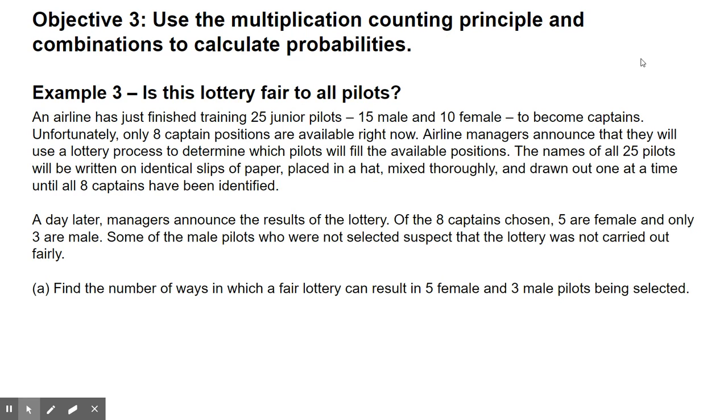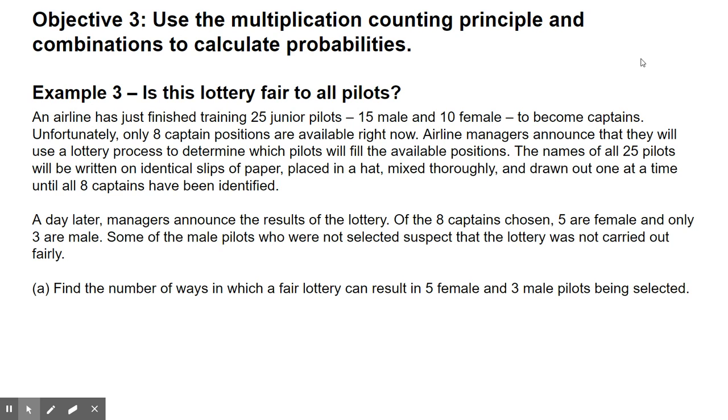Airline managers announced that they will use a lottery process to determine which pilots will fill the available positions. The names of all 25 pilots will be written on identical slips of paper, placed in a hat, mixed thoroughly, and drawn out one at a time until all 8 captains have been identified. Okay, so this is a combinations situation because it doesn't matter who gets drawn first, second, third. It's just all about getting 8 people.